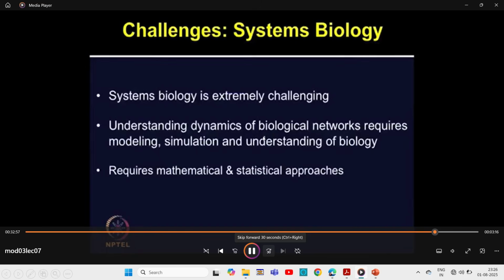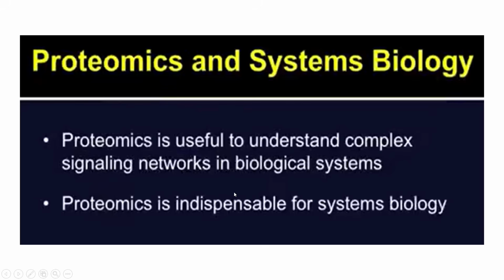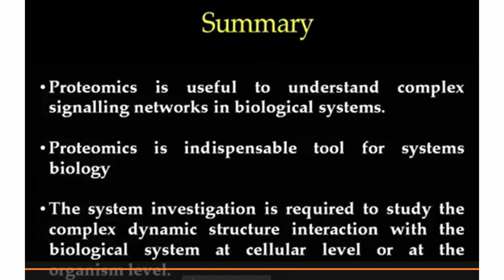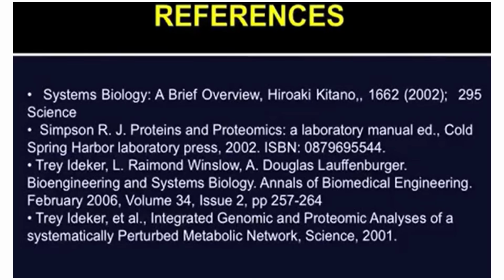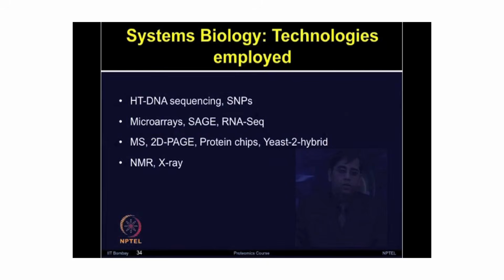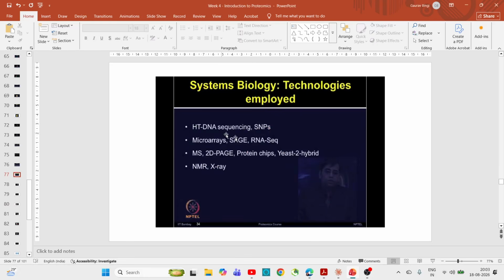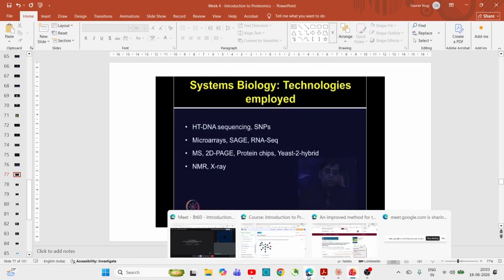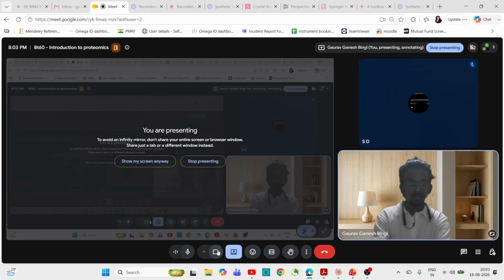That's the reason it is extremely challenging, understanding the dynamics of biological networks by modeling, simulation, etc. And it requires some statistical, mathematical inclusion into understanding the whole system. So that's the summary of part 4 of this lecture. Then in part 5, he went ahead by explaining more about system biology, how exactly that can be used. We'll talk about that in 5 minutes. We can take a break of 5 minutes and then talk about that.